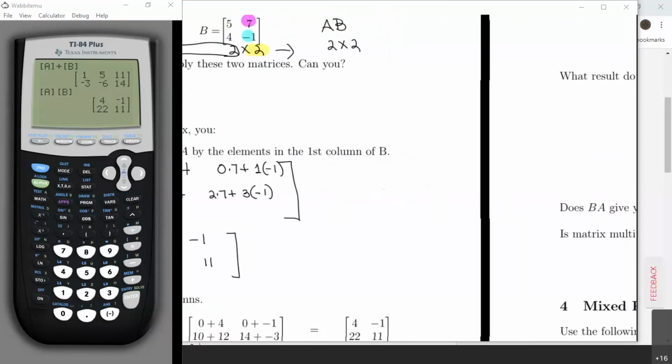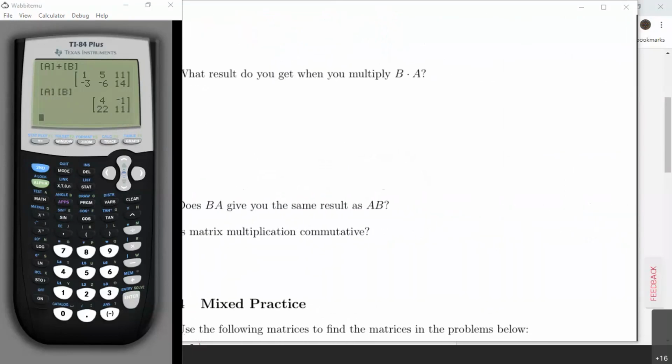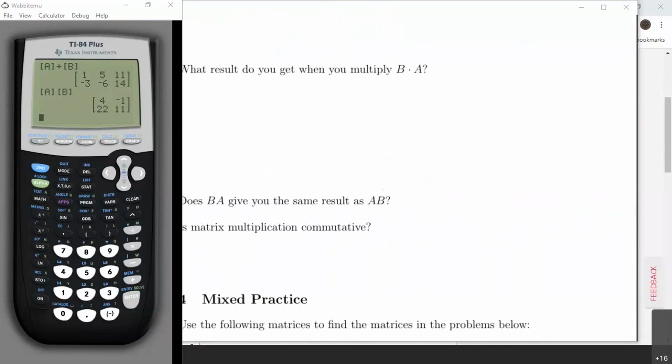All right, let's take a look at multiplying the reverse way, B times A. So again, you can see not only does dimension matter, in this case that will work, but the order of the elements in the two matrices, which I think Daisy said earlier, isn't the same. So you can see even though this is possible, I'm going to get something different.